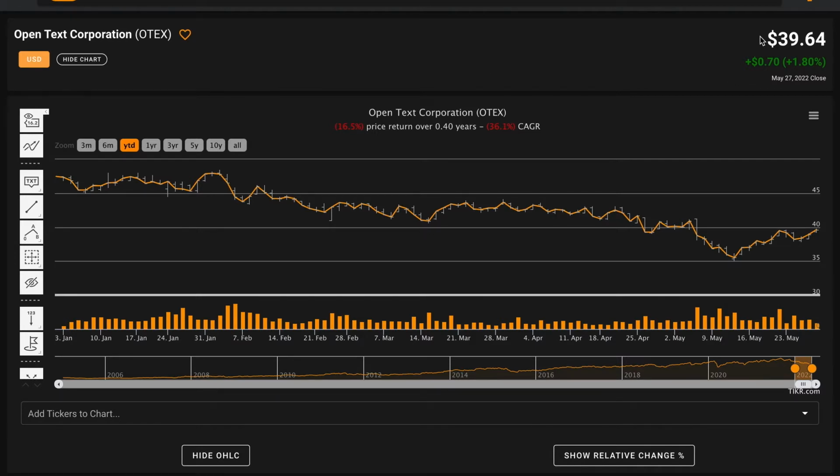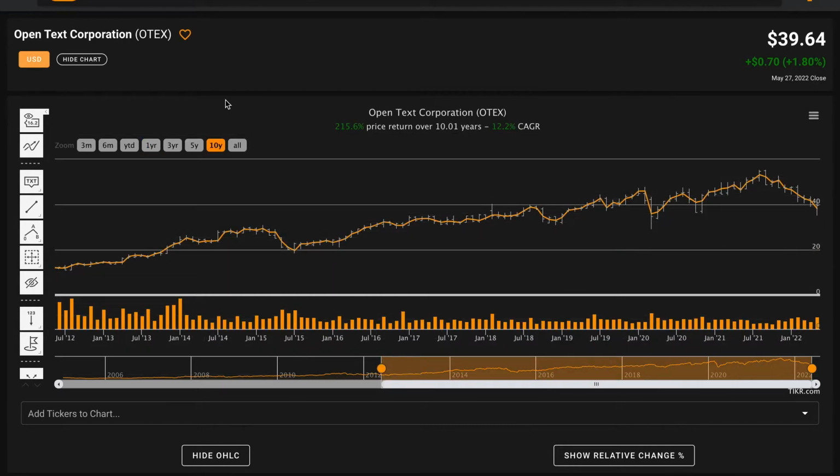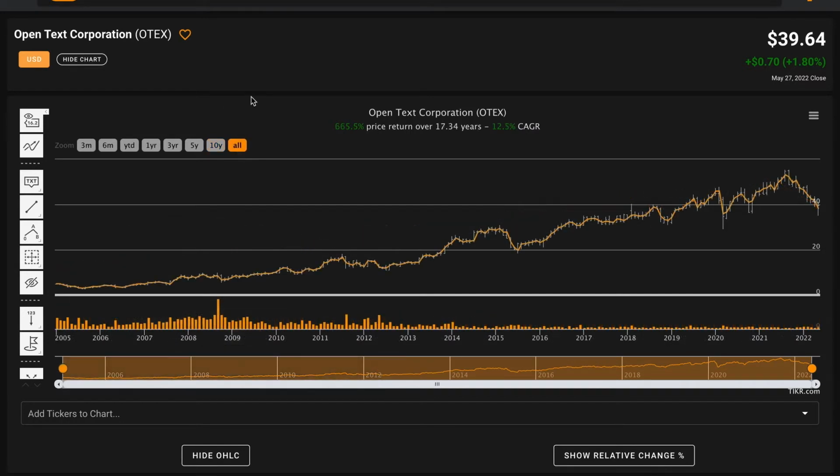So currently, OpenText is trading for just under $40 per share. So far this year, they're down about 16.5%. Going back 1 year, they're down 15%. But zooming out over the past 10 years, they're up 12.5% compounded annually. Going all the way back to 2005, that level of return holds steady. They're up about 12.5% compounded annually all the way since 2005. So their stock price has performed steadily.